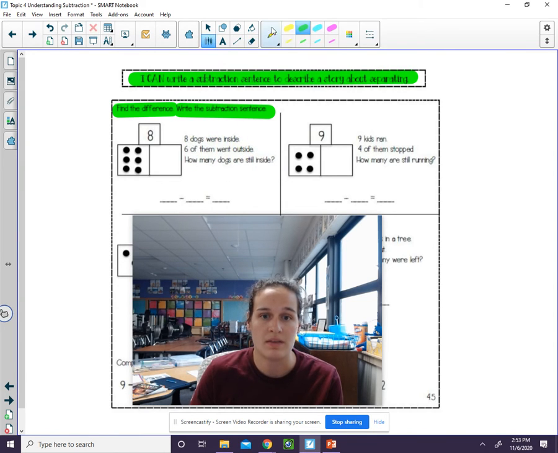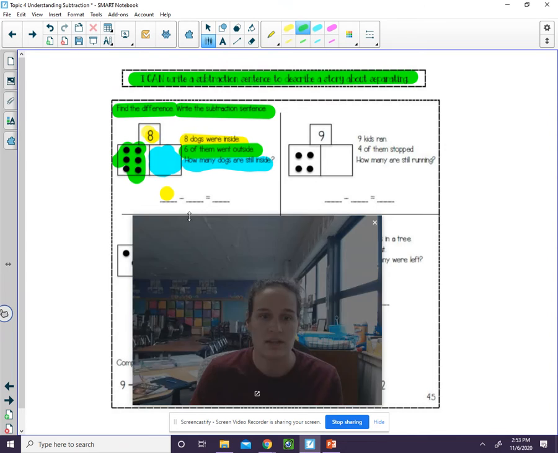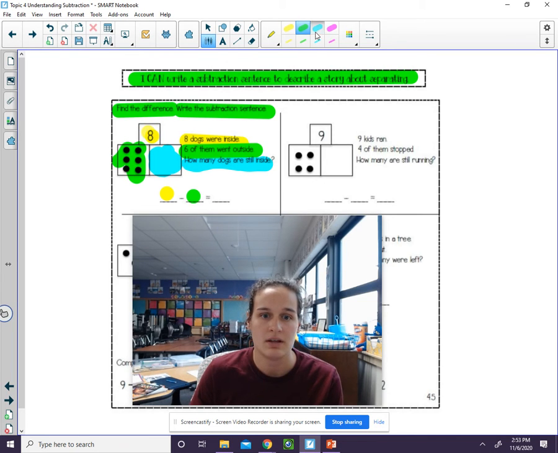So remembering that the whole that you started with, the 8 dogs that were inside, and then something changed and 6 of them went outside. And then we need to know how many are still inside. That's what we'll go here, okay? Then when you write your subtraction sentence, you start with how many were there to begin with. Then you tell me how many leave. And then you'll tell me how many are still inside.